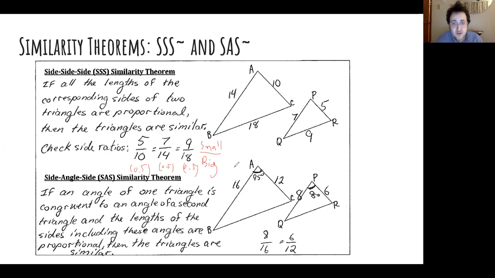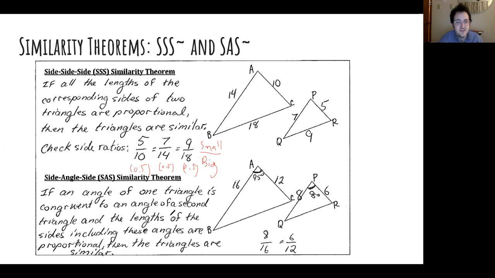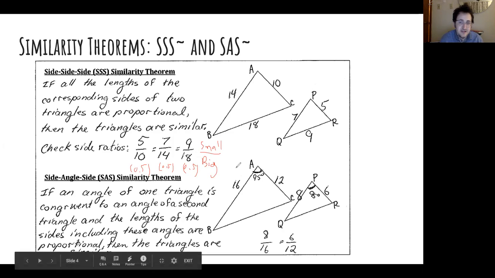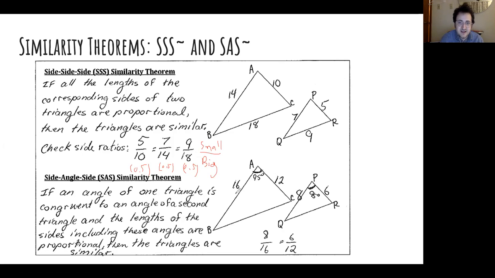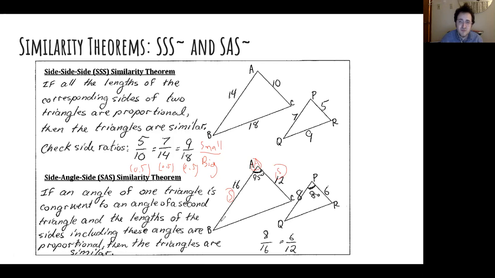All right, if we have an angle that's between two sides, then we don't need to look at the third side. If you have two corresponding sides, you do need the angle that's in between, hence the name side, angle, side. You can pause this and make sure you have these theorems down, but we will go on.